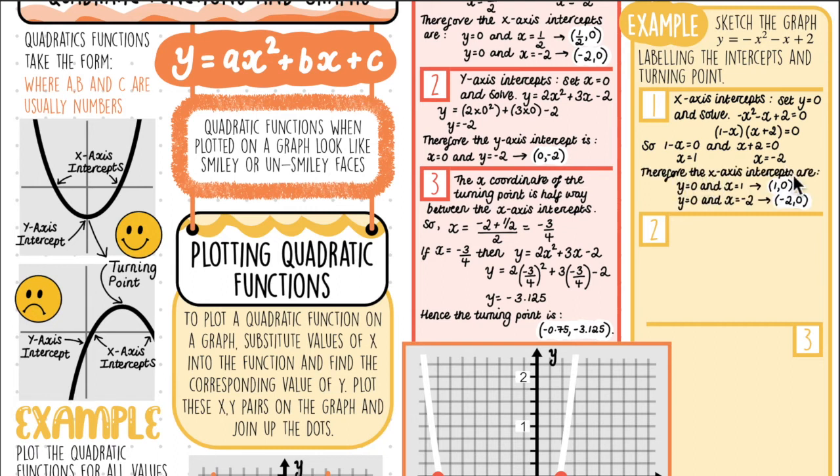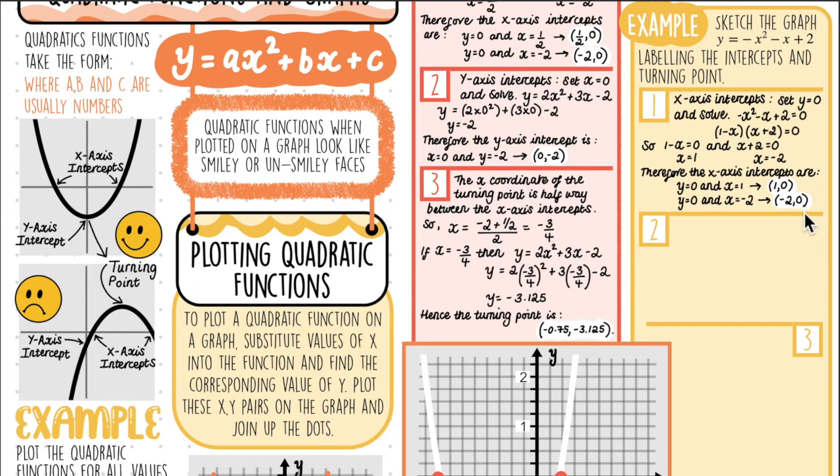Therefore, the x-axis intercepts are 1 and 0 and minus 2 and 0. These zeros here come from the fact that we said y is equal to 0, and the 1 and minus 2 correspond to the x values that we've just found. So these are the x-axis intercepts. Done. Brilliant. Let's move on.